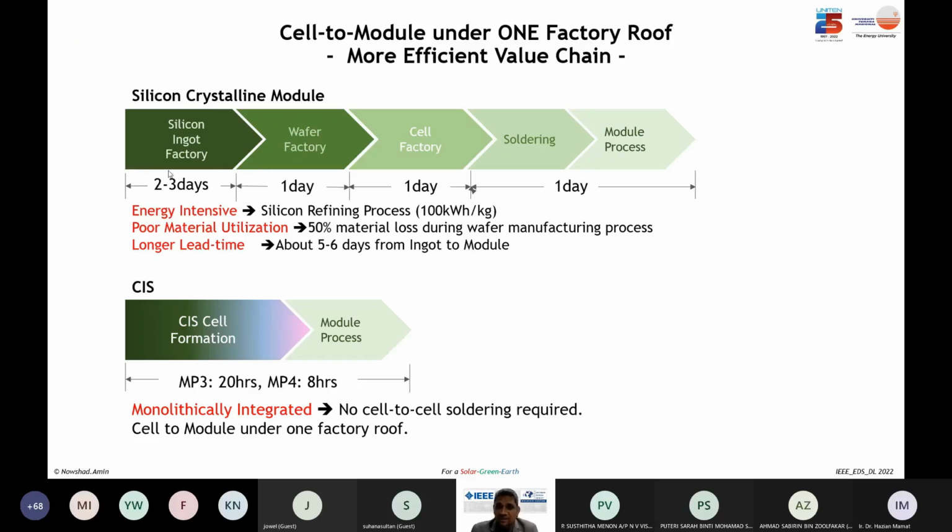As I mentioned, in silicon solar cells there are different stakeholders: someone is making the ingot, someone is making the wafer, someone is making the cell, and someone is making the modules. So altogether it takes 5 to 6 days to make a complete module, whereas in CIS or cadmium telluride, one module can be produced in every 8 hours in the most recent technological development, as claimed by the companies. This is because it is all done under the same layout, under one roof.